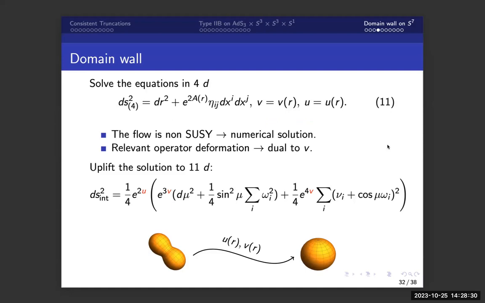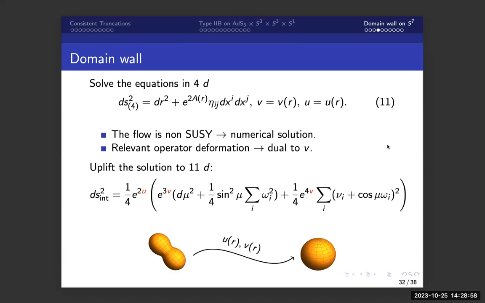So finding the solution is something that you can do in 4 dimensions. You can solve the Einstein equations with this domain wall ansatz. And in particular, the flow is non-supersymmetric, and so we solved the equations numerically. And we found, by looking at the asymptotics near the UV point, that it's triggered by a relevant operator dual to the field B.